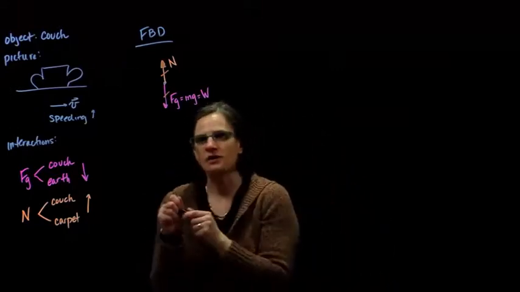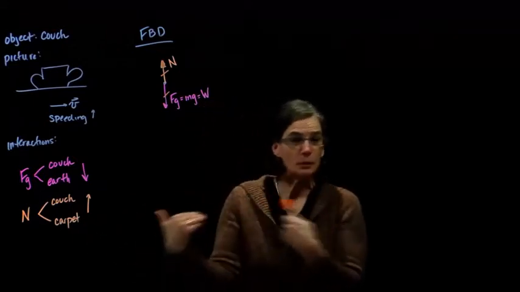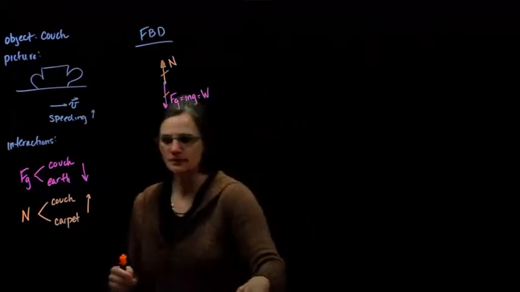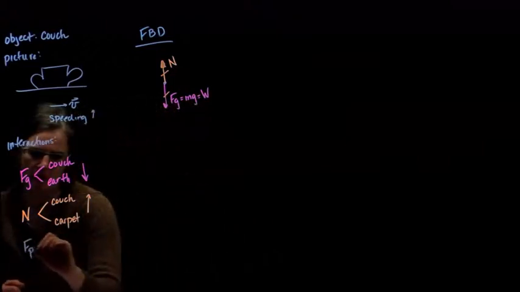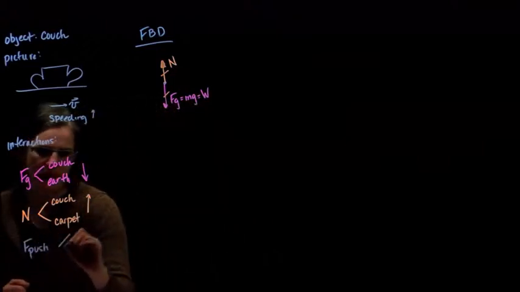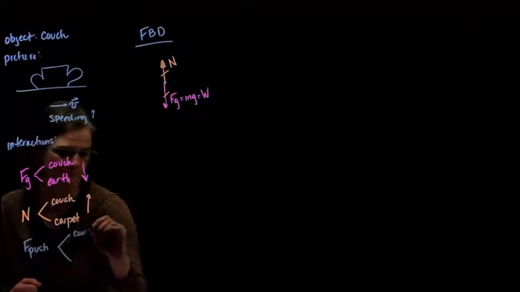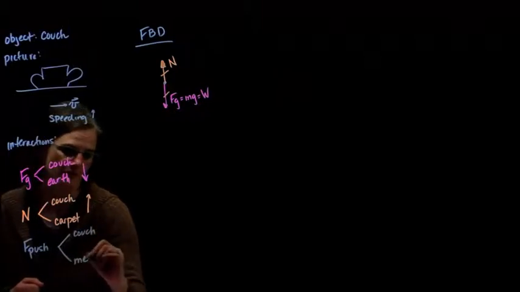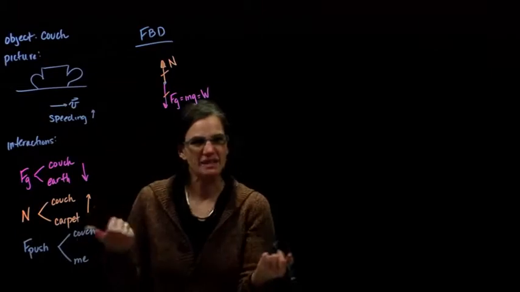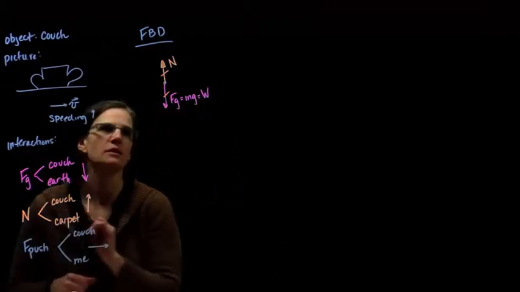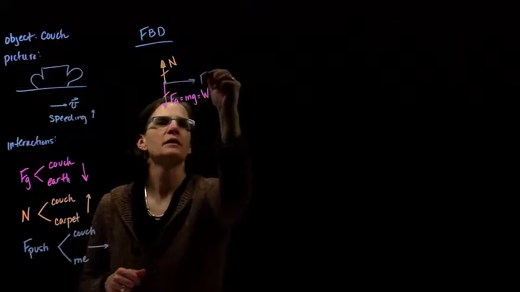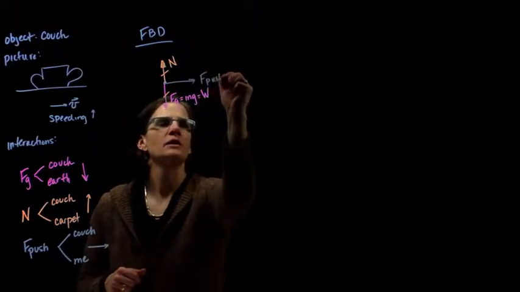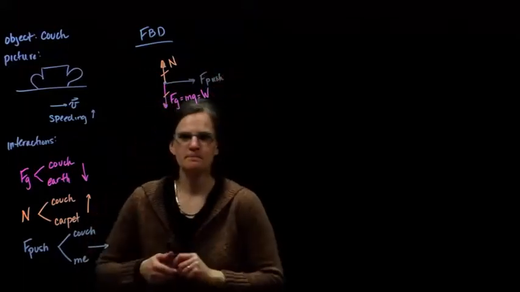Any other interactions? Well, I'm interacting with it. I'm pushing it across the floor. And so we're going to have the force of the push. And that is between the couch and me. And I'm pushing it to the right. I defined that in the problem, so that's going to be to the right. So it has to show up on my free body diagram as the force of the push to the right.